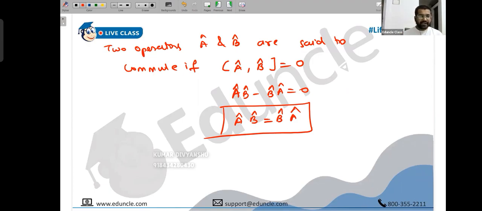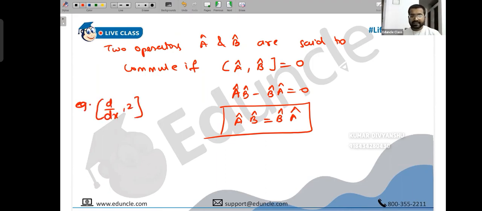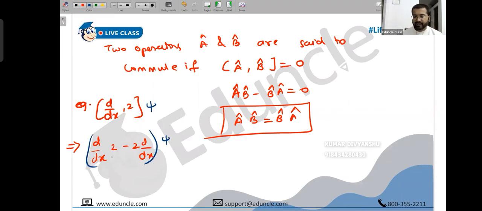For an example, a very easy one: suppose d by dx comma 2. These are the two operators; do they commute or not? How do we find this? You have to apply this on the wave function. Don't forget that these are operators. If you want, you can write d by dx into 2 minus 2 into d by dx, but after this you have to apply the operators on the function. So apply this on the function, and now show the function inside.